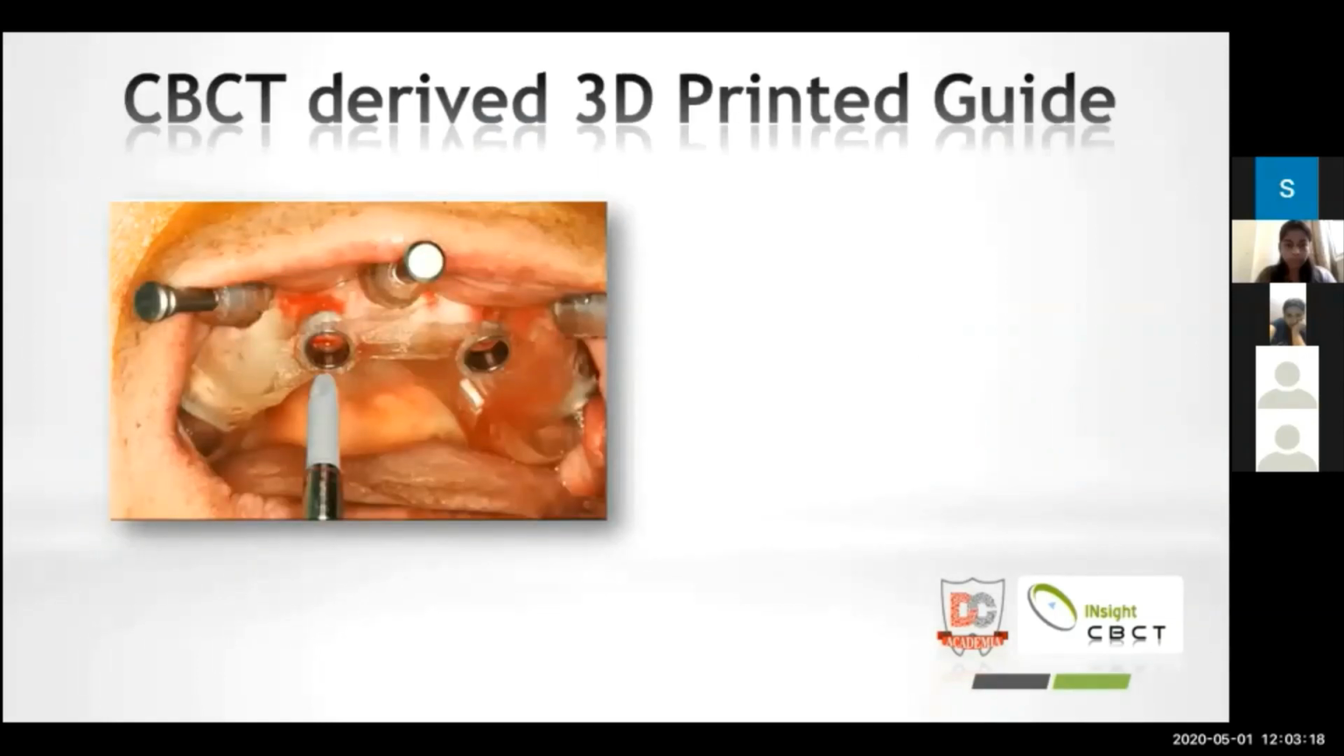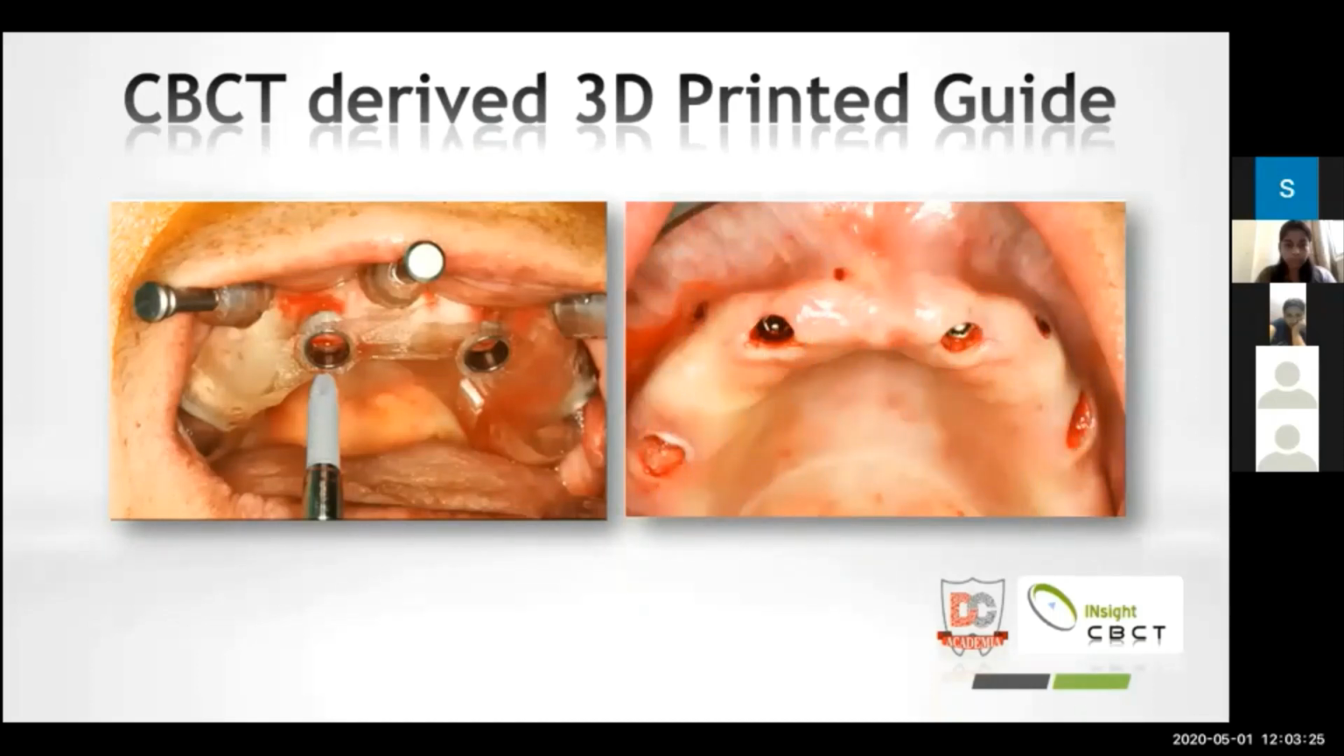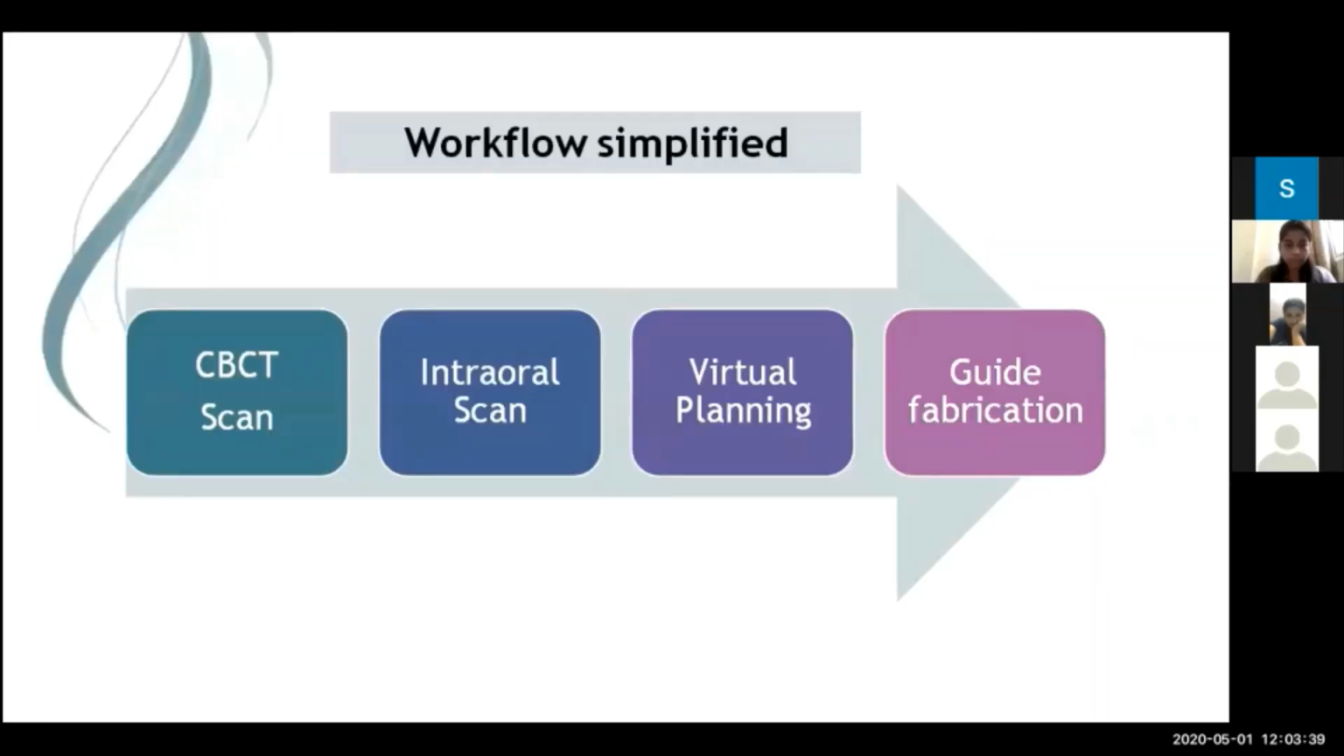This is how a CBCT derived 3D printed guide appears. We can see how the implant is then placed, and this is immediately after the placement and removal of the guide. This is how flapless and bloodless the whole procedure is. So let's see how we arrive at these 3D printed surgical guides.